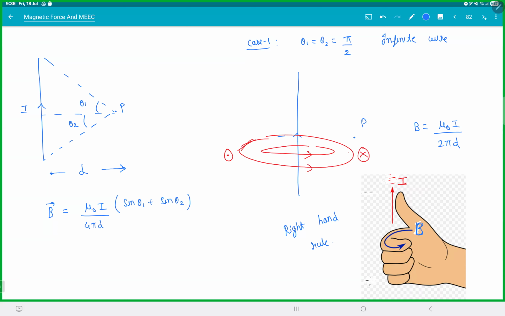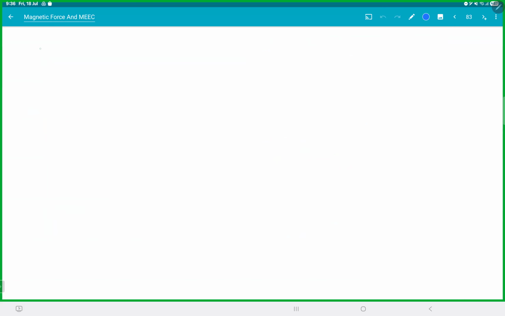Yeah, that's the formula for infinity. Case 2, if theta 1 is 90 and theta 2 is 0, you get a semi-infinite wire. Luckily, it is not much different. The formula will simply be mu naught I by 4 pi d.